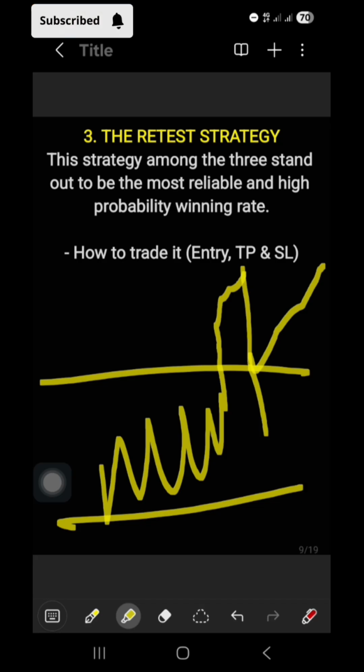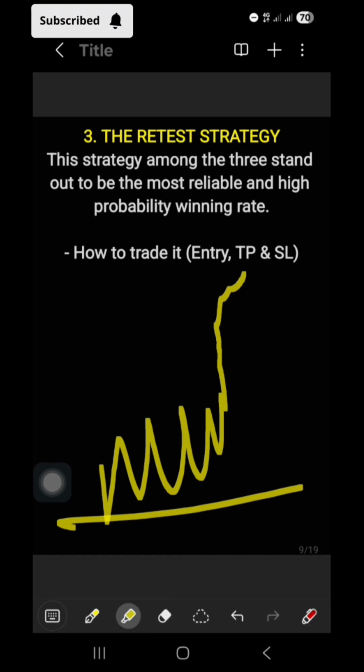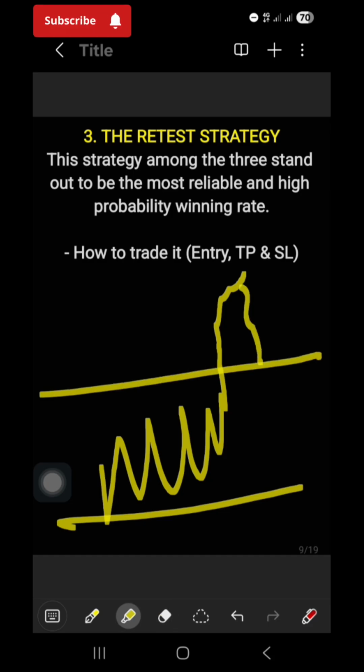So two things are going to happen: either it breaks below and closes below it, or it reverses back. What the breakout strategy says is: I'm going to wait until it touches this point and wait for a reversal. Immediately I see a reversal at this point, are you getting me?